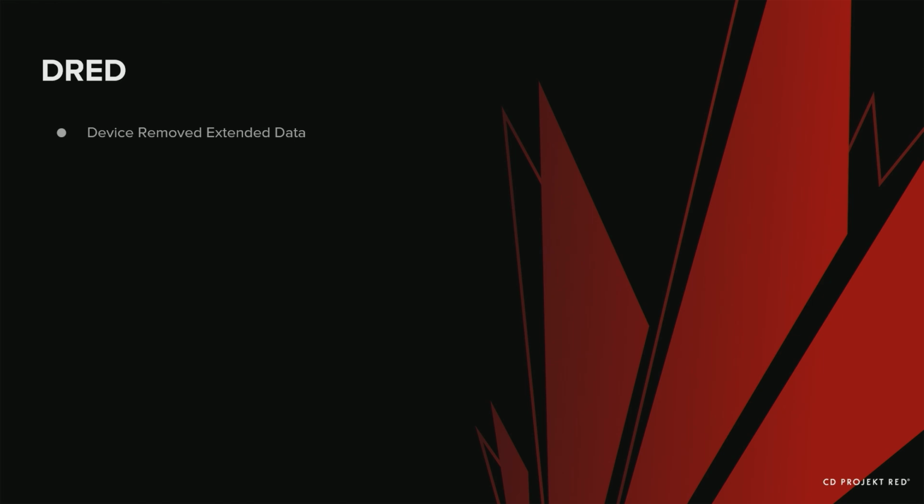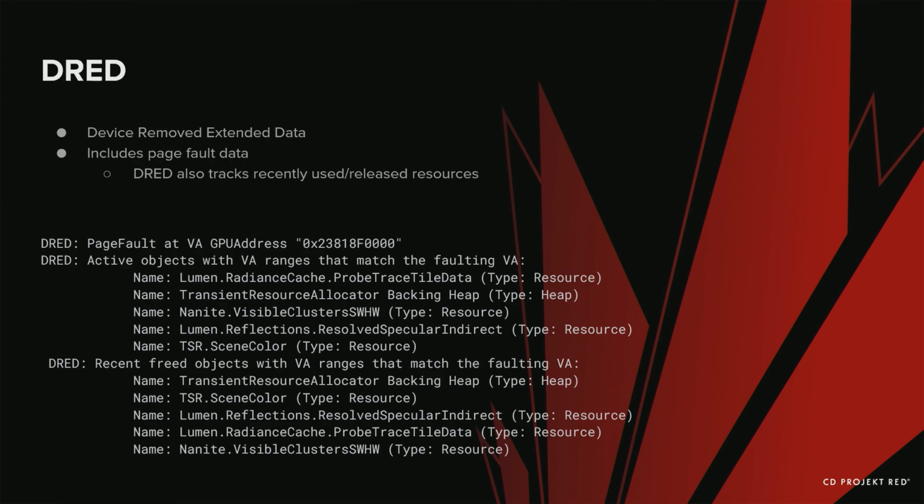So as I said, DRED stands for Device Removed Extended Data. It also includes page fault data, which can be very useful. It reports the address where the page fault happened, and it also, like Unreal, tracks recently used and released resources, only not in the 16 megabyte range as Unreal does. Here's an example of a report by DRED when a page fault happens. As you can see, it lists active objects and recently freed objects, all within the range of the virtual address where the page fault happened.